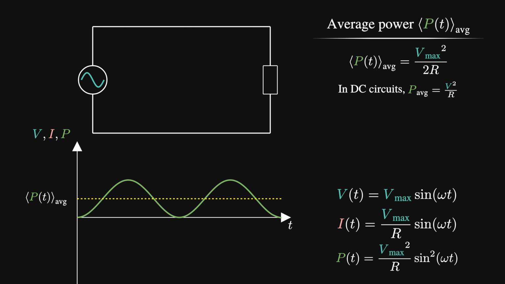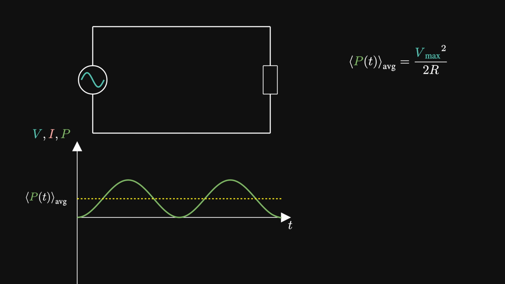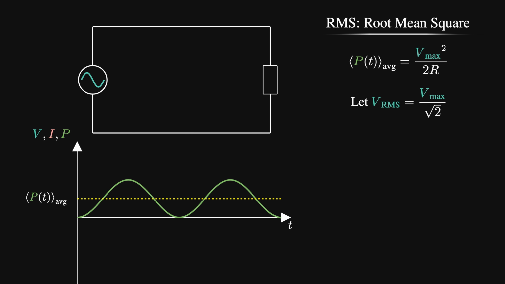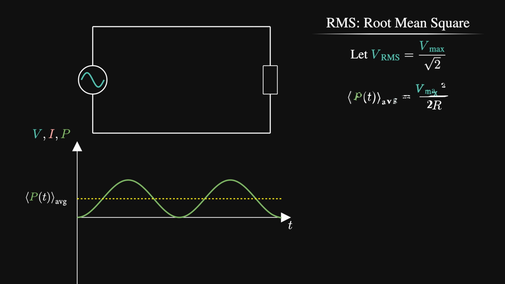So instead of constantly carrying this factor around, we do something smarter. We define a new voltage, the root mean square voltage, or RMS voltage. This is simply the maximum voltage divided by square root 2. Why do we use this definition? Well, if we write the average power in terms of V_RMS, the expression becomes V_RMS squared over R, which gets rid of the factor of 2. This is of course identical to the DC formula.